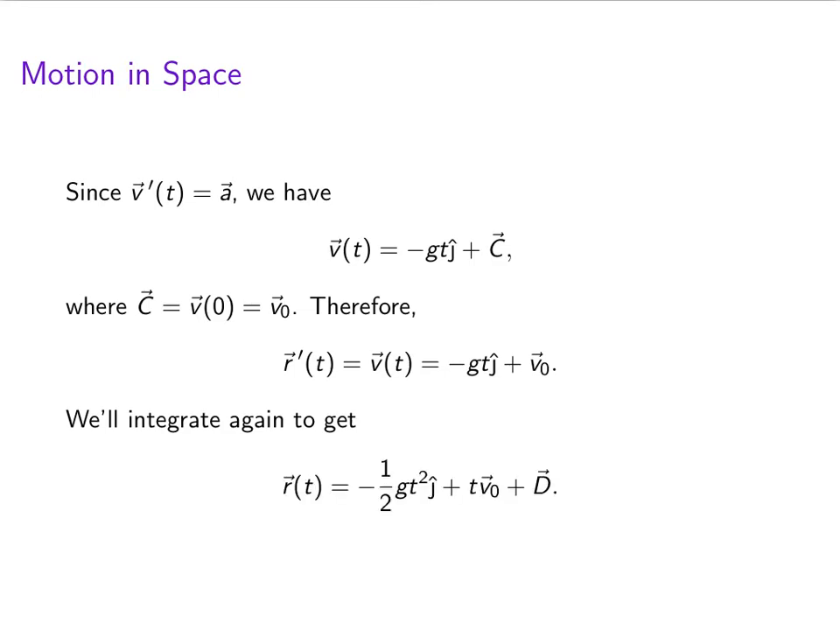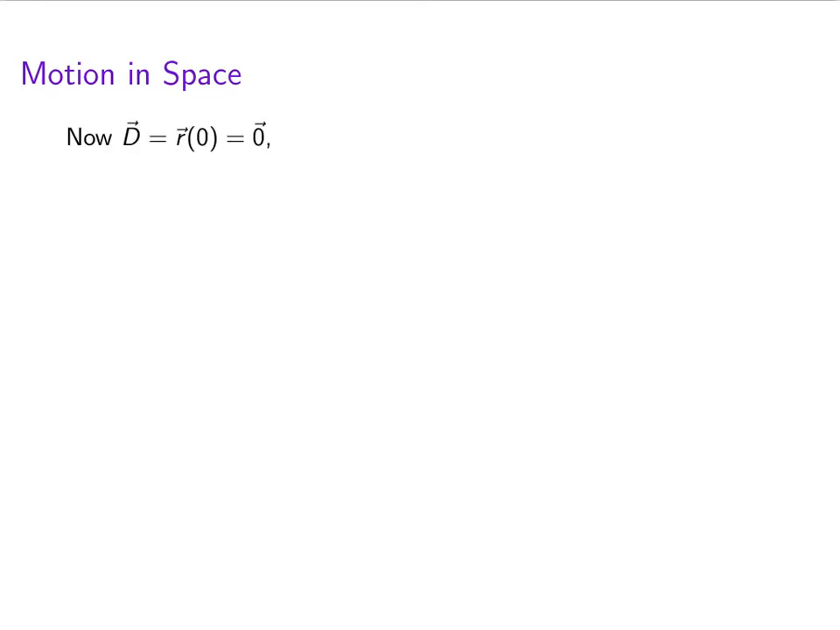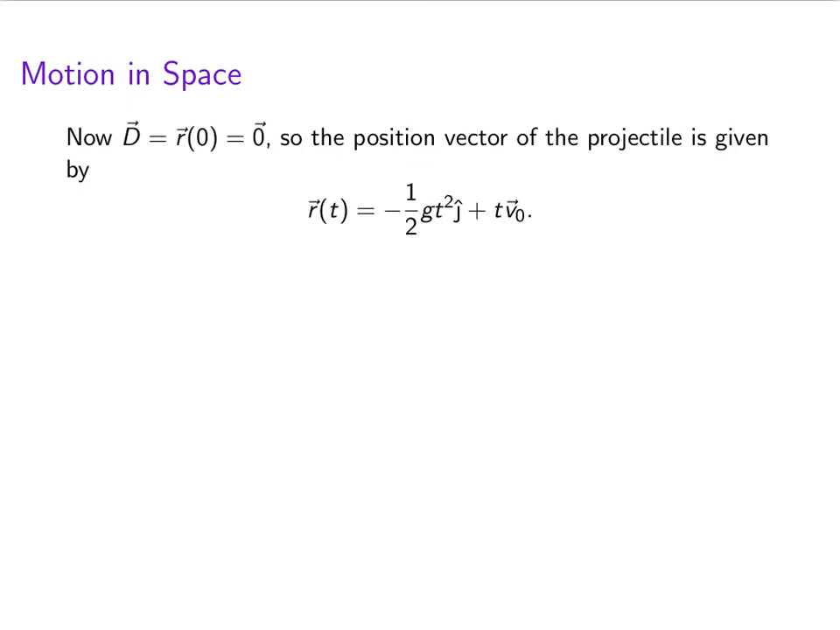Now we have r of t is equal to negative 1/2 gt squared j plus tv naught plus a new constant of integration, which we'll call d. Now our initial position is 0. This is because we conveniently arranged it so that the coordinate axes had its origin at our launching point. So we're ready to write down our position vector of the projectile at any given time. It's r of t equals negative 1/2 gt squared j plus tv naught.